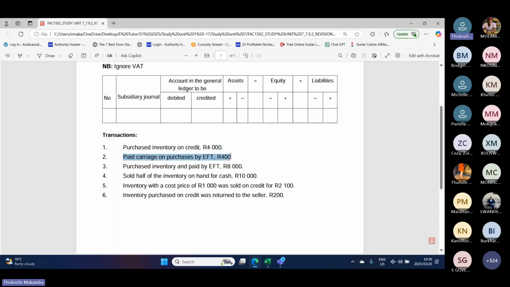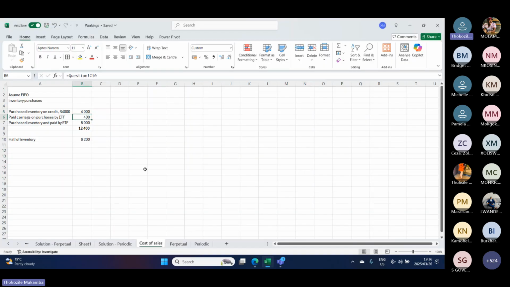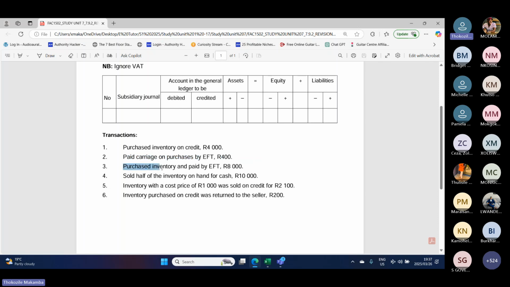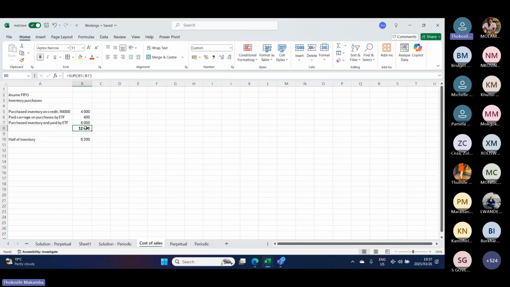We then paid for carriage, 400, over there. We then purchased more inventory for 8,000 over there. So up until this transaction, we had purchased inventory worth 12,400. 4,000 plus 400 plus 8,000, right? That's all the inventory we had purchased. How much of it did we sell? We sold half of it. So 12,400 Rand at 50% is 6,200. That's the value of inventory we've sold, right?